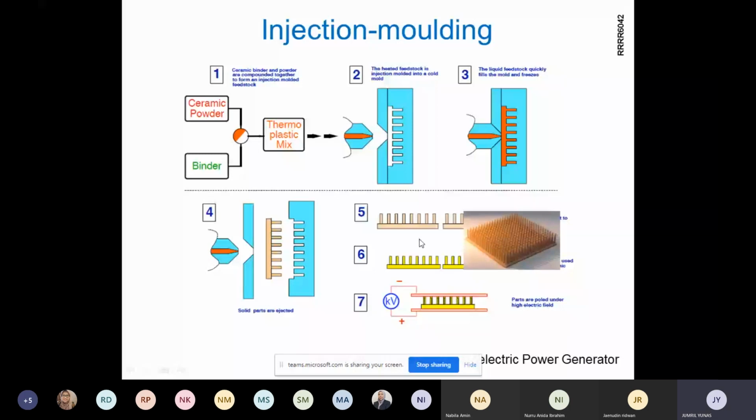This is applied in creating things such as a piezoelectric generator. Maybe we can also use this for creating a thermoheater or thermoelectric device. So this is the result of the molding process.